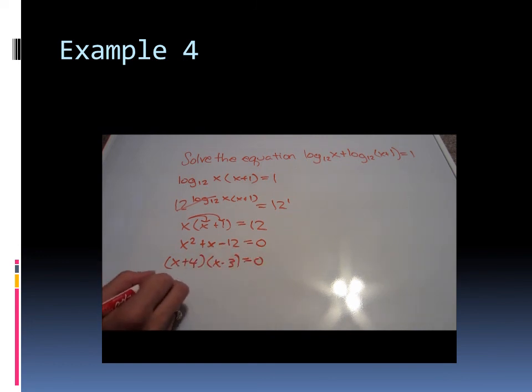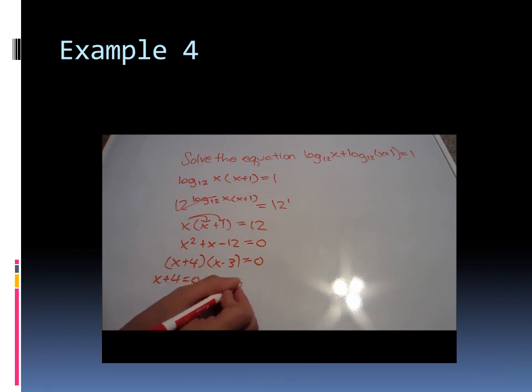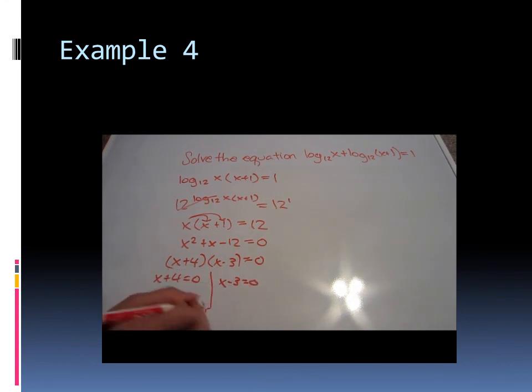We set both of these equal to 0. x plus 4 equals 0, and x minus 3 is equal to 0, and solve both. This one will be x equal to negative 4 by subtracting 4 from both sides, and this one will be x equal to 3 by adding 3 to both sides. Now we have to go and double check them.